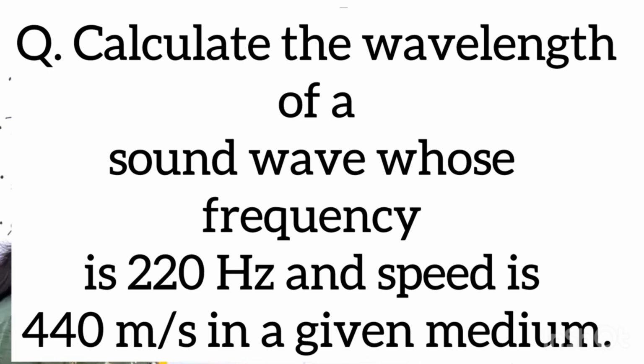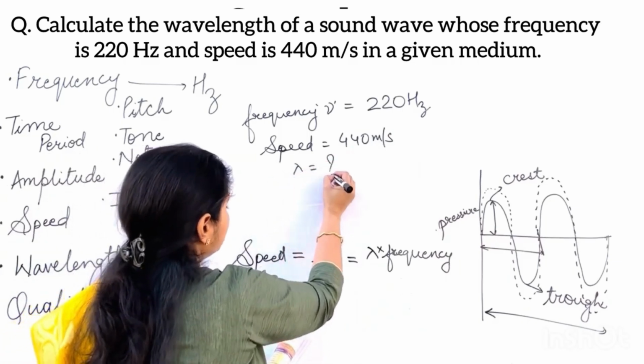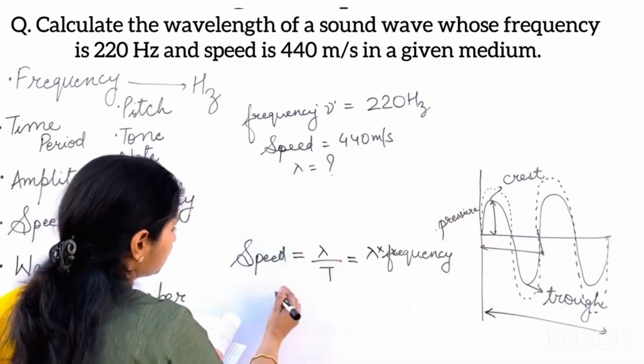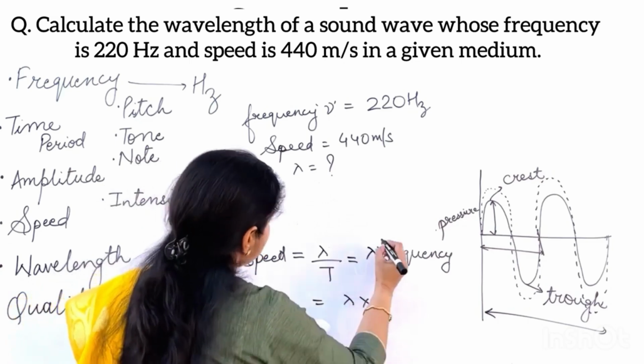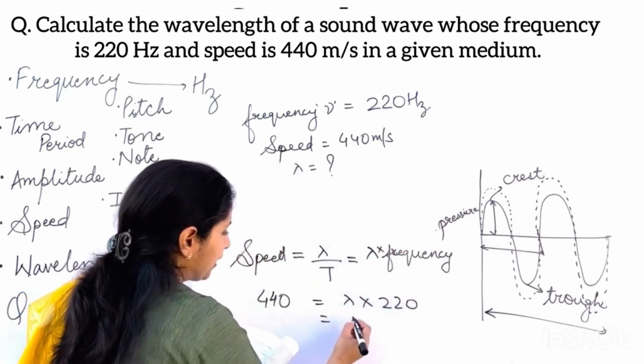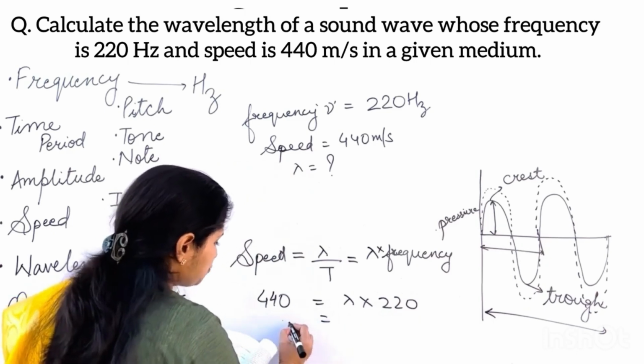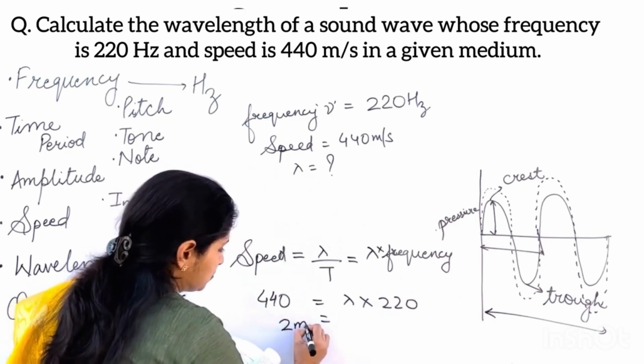You have to calculate the wavelength. It's very easy. Just putting the values in the formula, speed 440 is equal to wavelength times frequency, which is given as 220 Hz. So wavelength is equal to 440 divided by 220, and that makes it 2 meters.